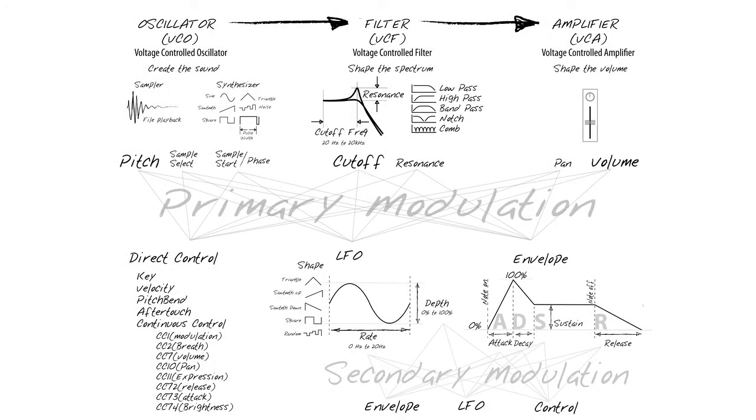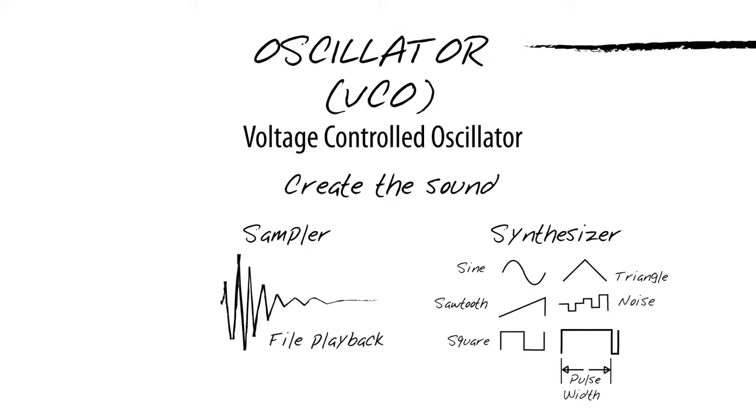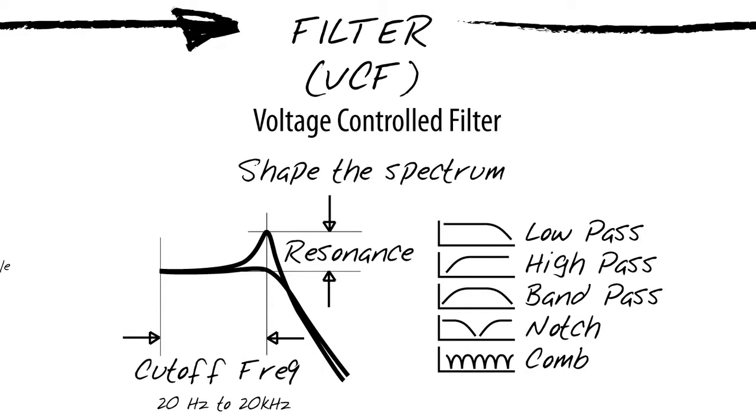In a synthesizer, after the sound leaves the oscillator, it enters the filter section. Now in a simple synthesizer, there'll be a single filter, but in a more complex synth, you'll have many filters.